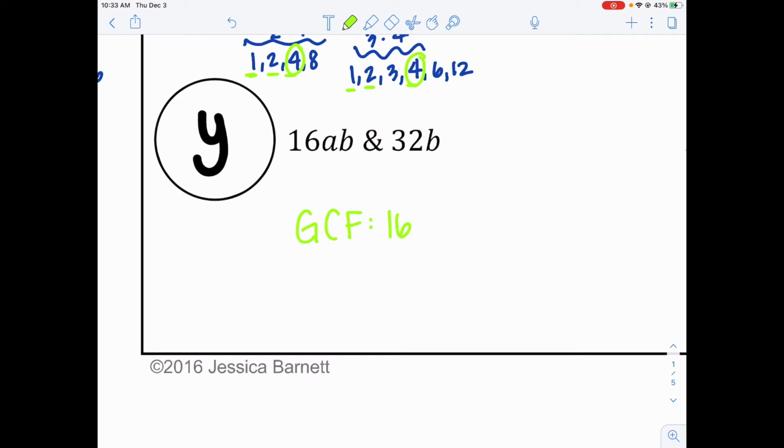Now I'm going to go through my letters. They don't both have an a, so I cannot pull an a. They both have a b, so then I can list the b. So the greatest common factor between 16ab and 32b is 16b.